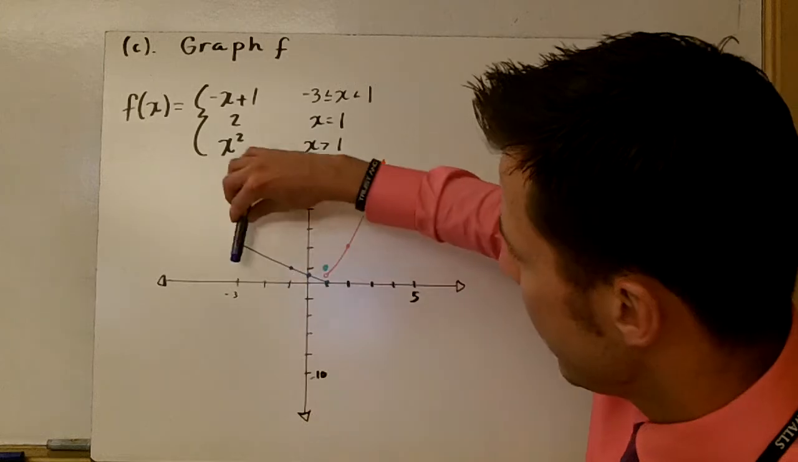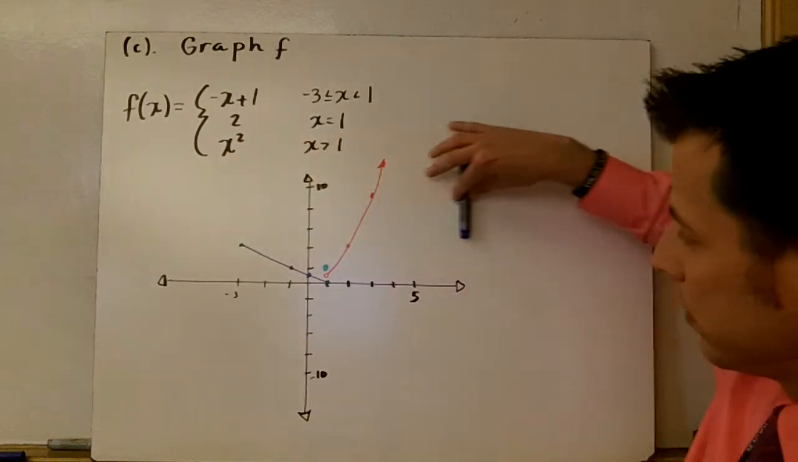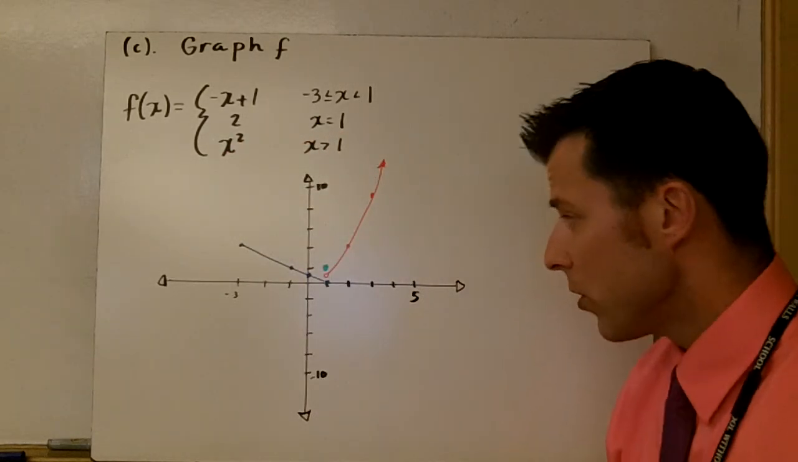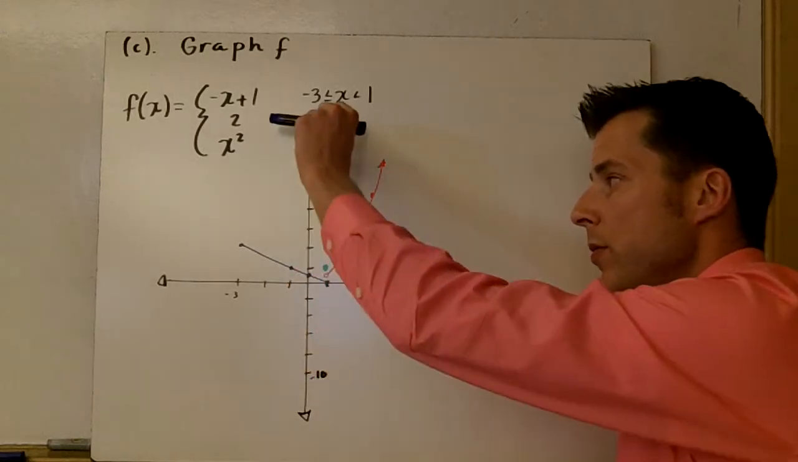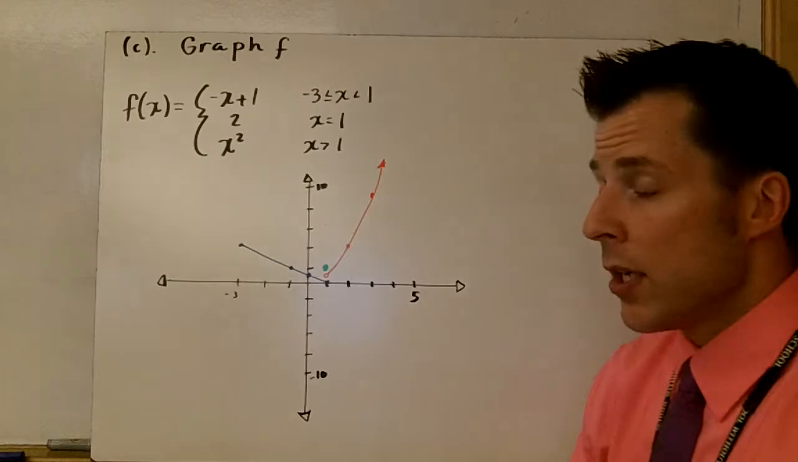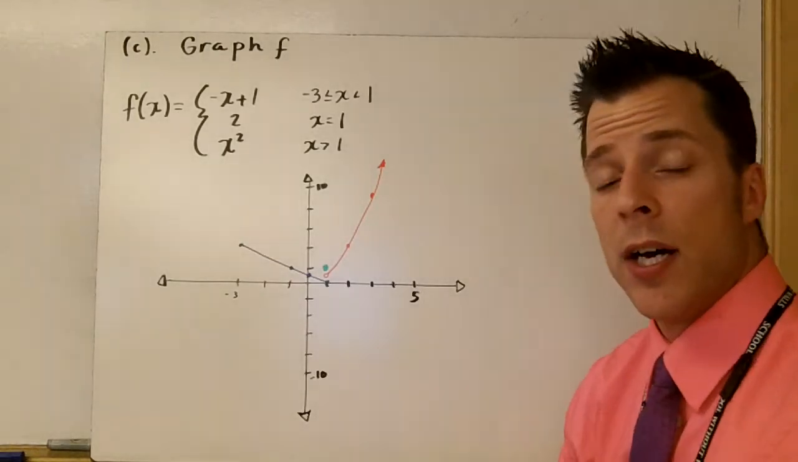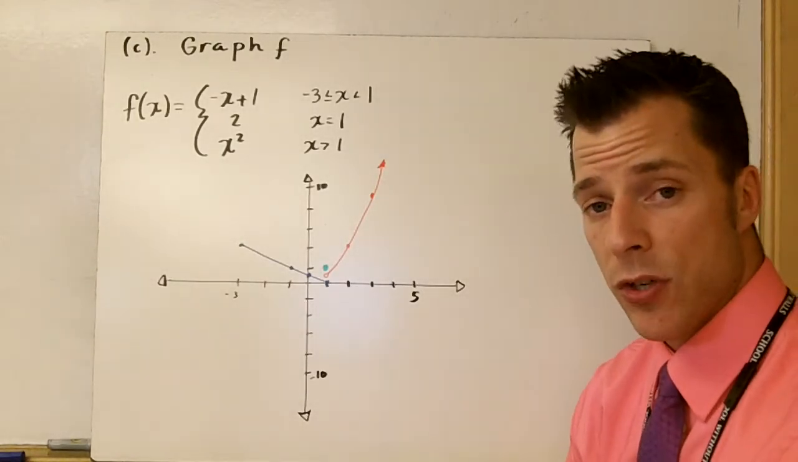And you can see for the domain here from -3 over, okay? And the range, if you wanted to know the range, would be from 0 to infinity, okay? So that's piecewise functions, graphing them and finding the domain and range.